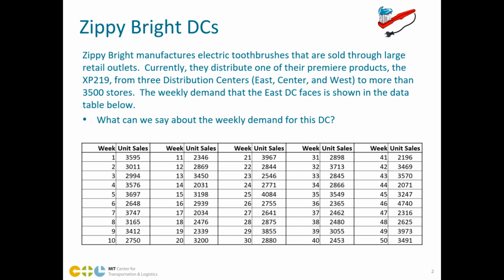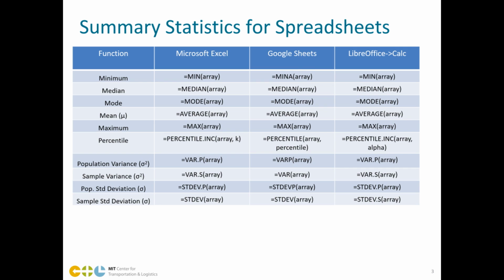Well, hopefully you have some ideas of how you would do this, and to help you, here are some spreadsheet functions. Spreadsheets are great tools for just quick analysis. There are many different tools out there. Most people either use Excel, Google Sheets, or LibreOffice. Excel is the most commonly used spreadsheet. Google Sheets and LibreOffice are free. So whichever you want to use, they're fine. They're all equivalent. What I show here are the different functions: minimum, median, mode, the mean, the maximum, percentile, and the variance and standard deviations, the specific functions you need for each of the spreadsheets.